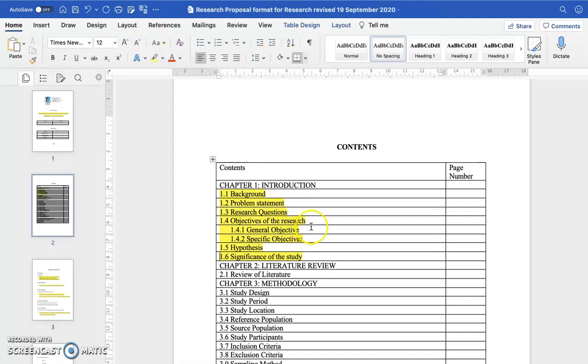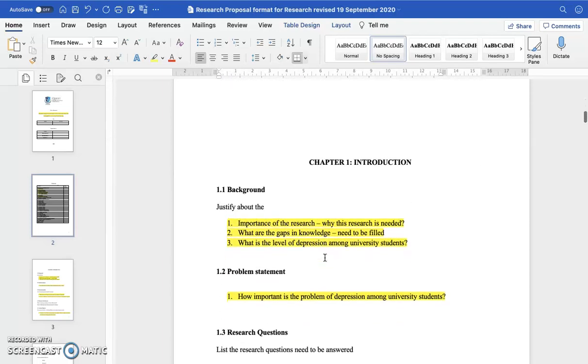Followed by objectives. Objectives should be divided as general objective and specific objective. Followed by hypothesis. Hypothesis will be written as null hypothesis or alternate hypothesis. Followed by significance of the study. Okay.